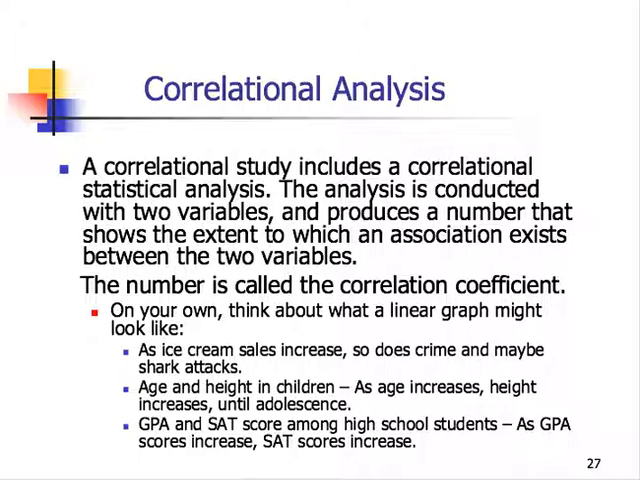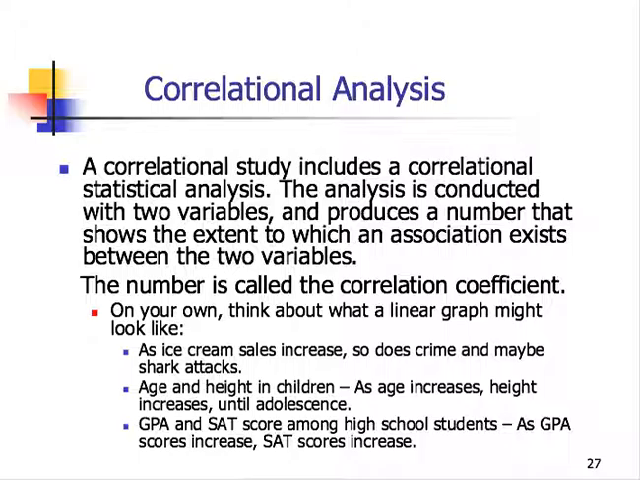A less exciting or kind of sad example: age and height in children. That's a nice benign example. As age increases, height increases, at least through adolescence, right? So let's say a 4-year-old might weigh 40 pounds and be 3 feet tall. A 9-year-old might be 50 pounds and 4 feet tall. As age and height increase, they both increase.